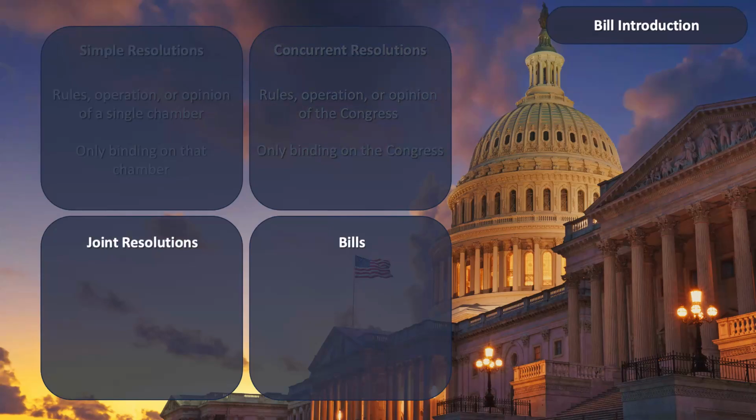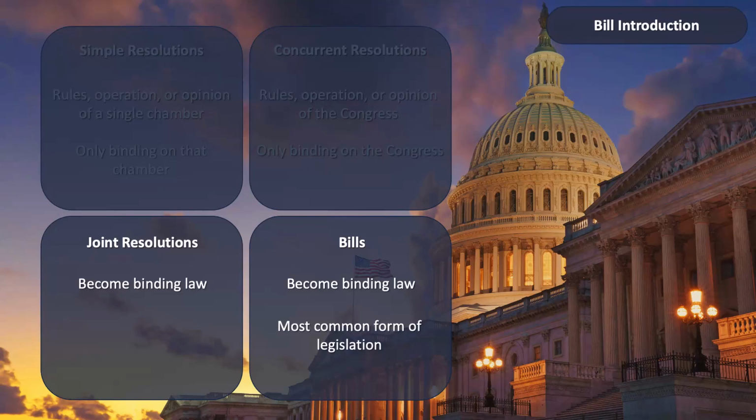Joint resolutions are more like bills. Both joint resolutions and bills, once passed by both houses of Congress and approved by the president, become law. However, they're traditionally used for different purposes. Bills are the most common form of legislation and are used to propose new laws or amend existing ones. They cover a broad range of subjects, from budget appropriations to policy changes.